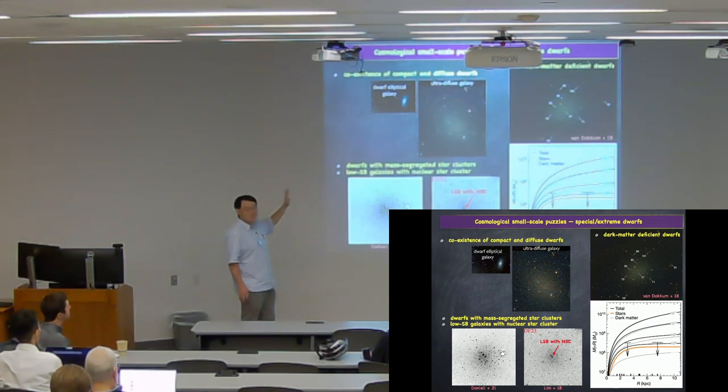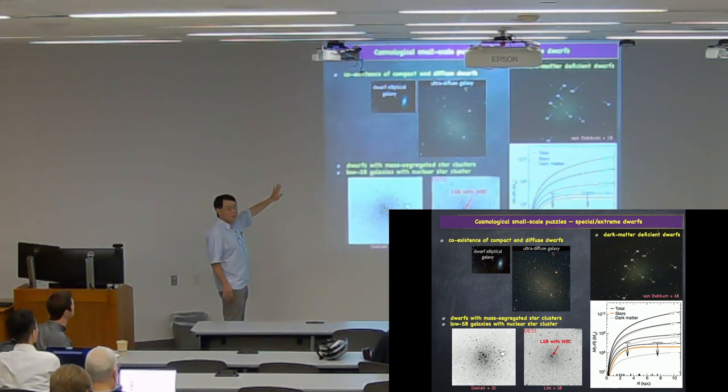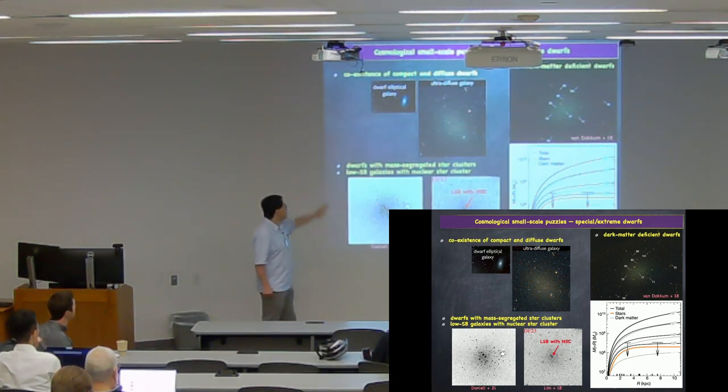I no longer call them extreme. I don't think they're extreme. They're so common in the universe, like UDGs, compact dwarfs. They're not special or extreme. But they're there. We need to reproduce them.